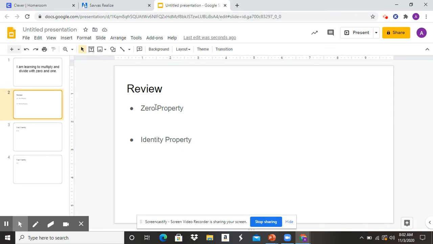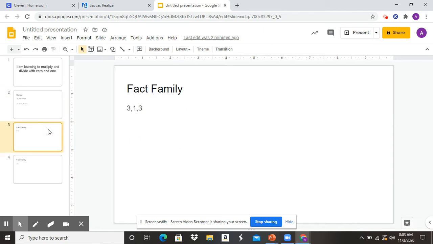What the 0 property says is that anything that I multiply by 0 is 0, and anything that I divide by 0 is going to be 0. Then we have our identity property, and that says that anything that I multiply by 1 is going to be that number. So 7 times 1 is going to be 7, okay? It's going to be that same number.